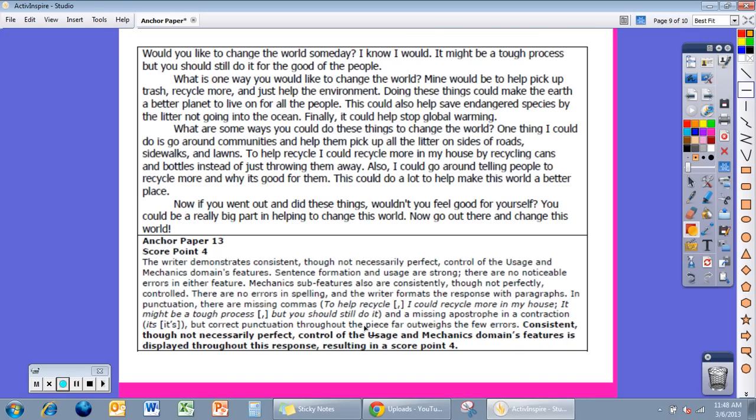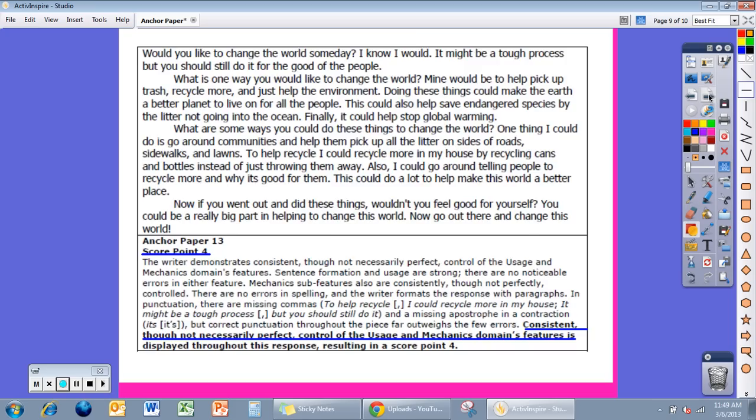Now this is a score point of 4 in usage and mechanics. And notice that it says, though not necessarily perfect control. They realize that you may not be perfect in your situation with usage and mechanics. They're looking for consistent control. So on the whole, this person understands punctuation, capitalization, spelling rules. So you may want to pause, read the essay, read what it has to say about the usage and mechanics domain for this paper.